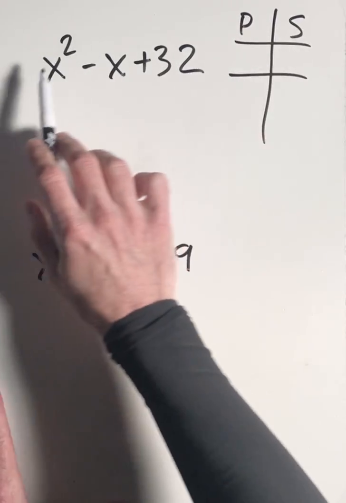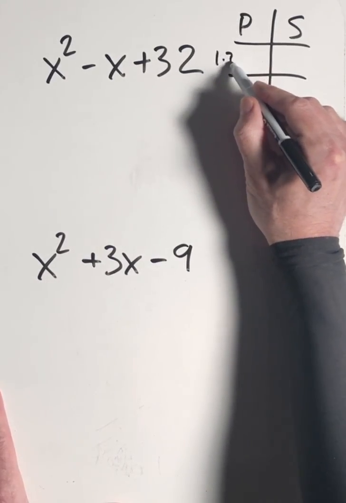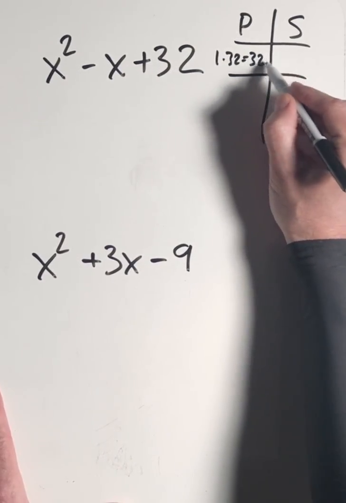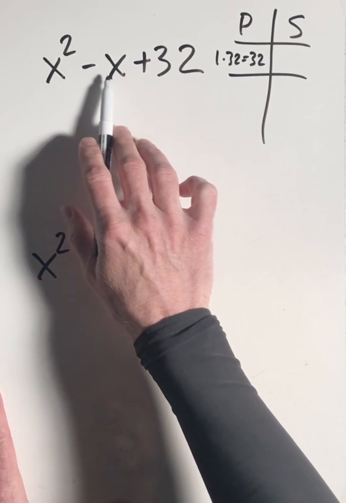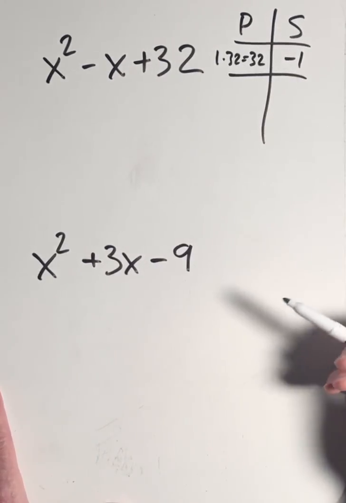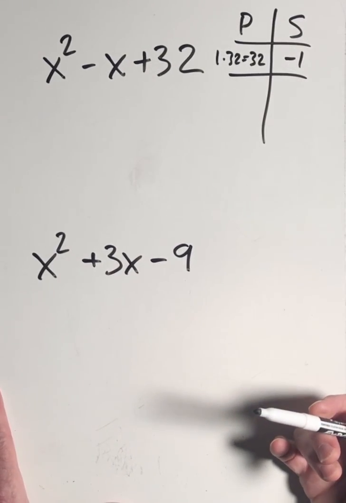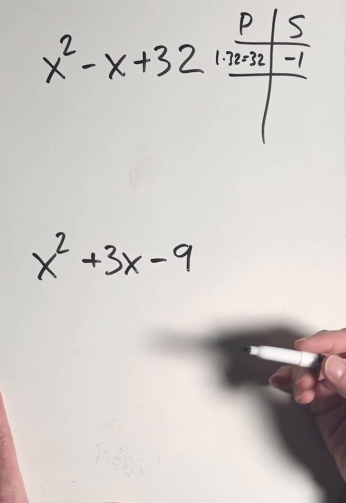Note that my product is the first coefficient times the constant, so 1 times 32, which equals 32. And the sum will be the coefficient of my center term, so -1. So I'm looking for two numbers that multiply to 32 and add to -1. Well, let's look through the factors of 32.